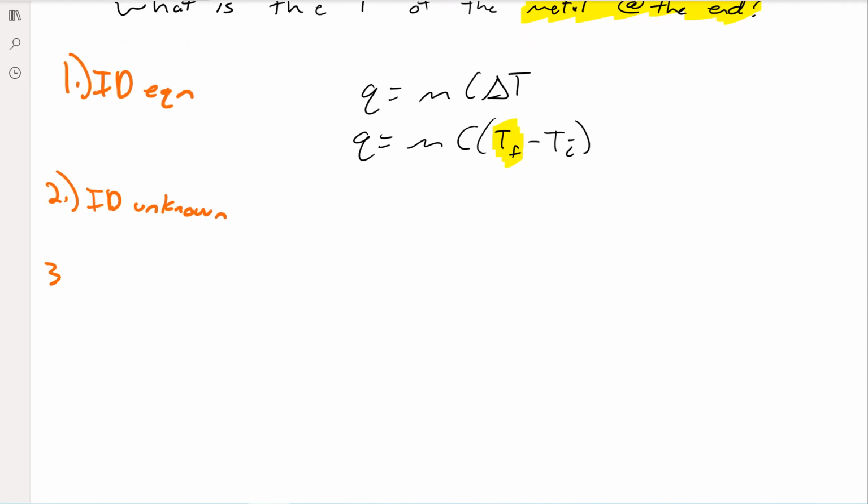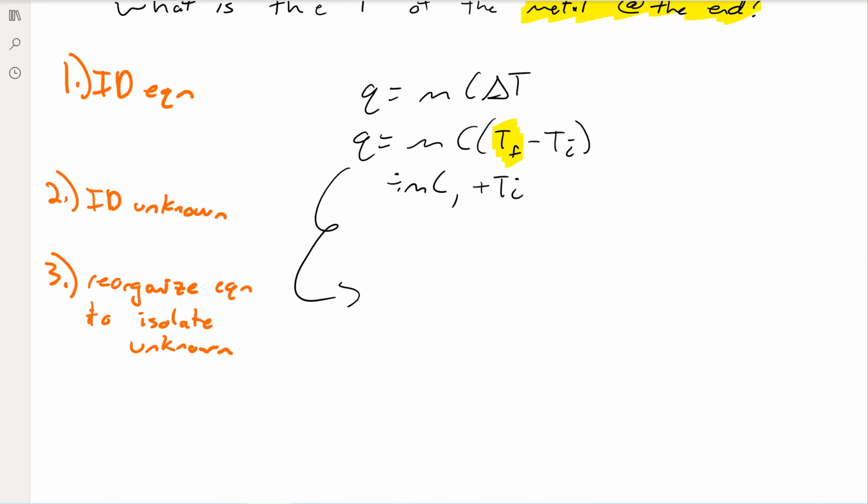Once we know what we want to solve for, you want to rearrange the equation to isolate the unknown. So in this case, what we do is we divide both sides by mc, and then we add Ti to both sides. And then that'll give us the equation TF is equal to Q over mc plus Ti.